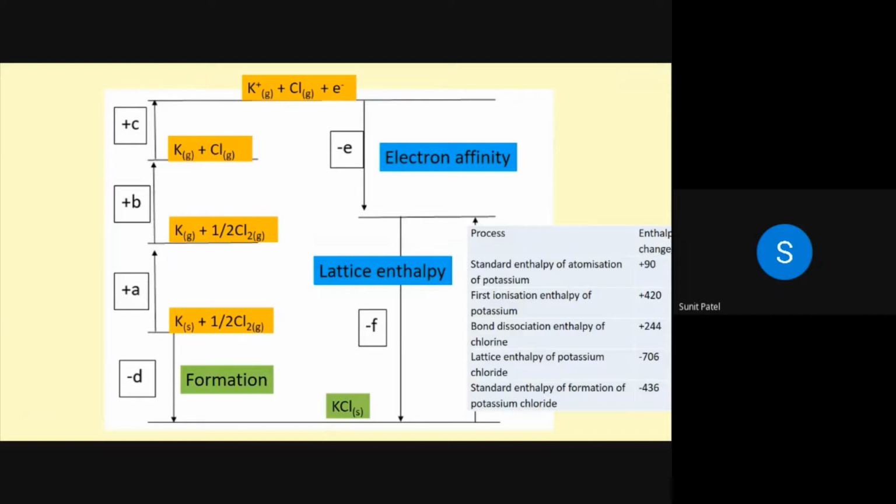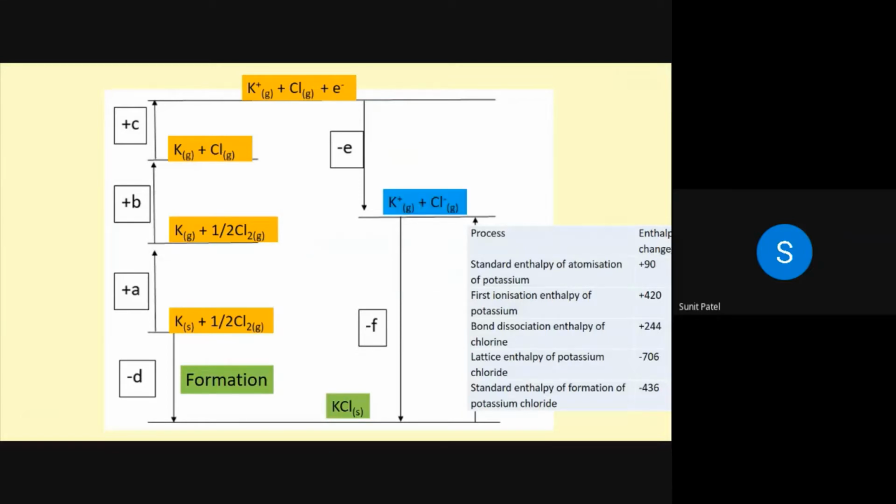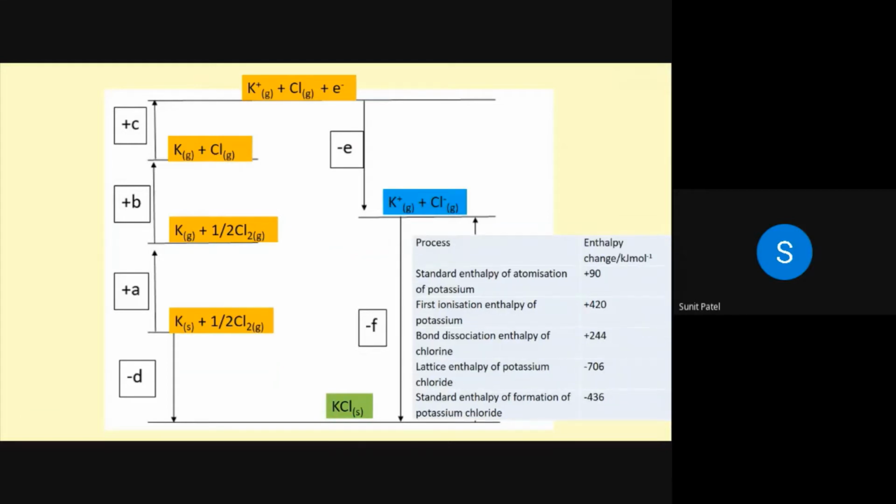Now, the next arrow down is electron affinity. What is that? Well, that means accepting electrons. The only things that can accept electrons are the non-metals. Okay, so there you go. I've now got the ions in the gaseous state, and the only definition left after that is, of course, lattice formation. And there we go. We formed our ionic compound. Right. So let's have a look on.